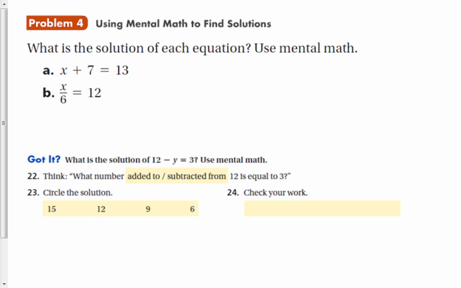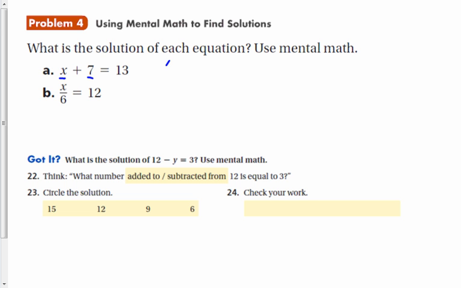All right, using mental math to find solutions. A lot of times equations are real simple. We shouldn't get all bogged down by how we go about solving them. So if you can just figure out the answer in your head, go ahead and do that. So in the first one, we're looking for some number plus 7 that equals 13.